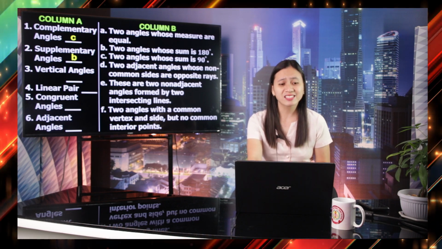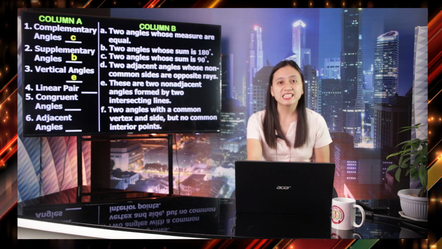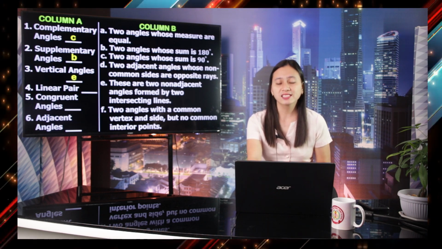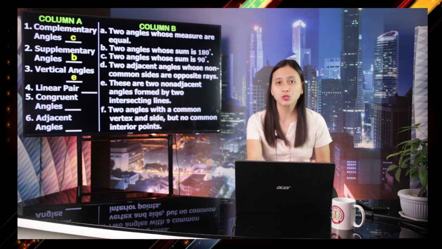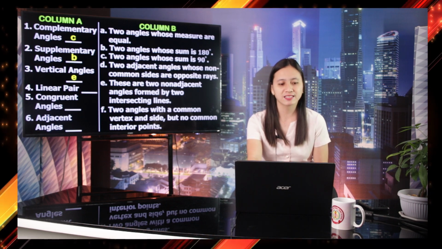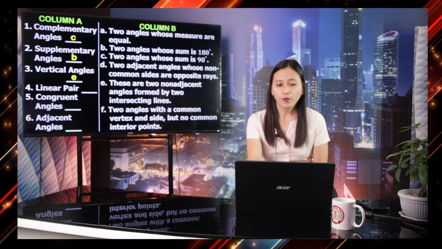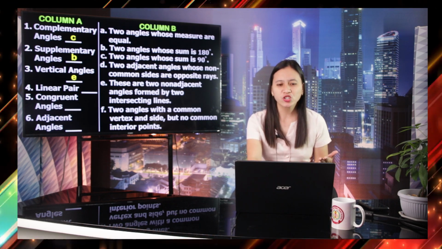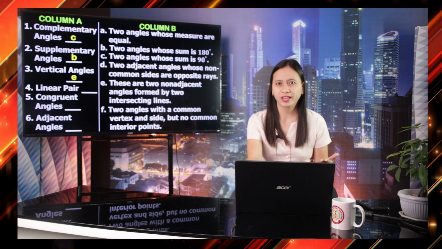Correct! The answer is letter E. These are two non-adjacent angles formed by two intersecting lines. Number 4. Linear pair. Which definition in column B do you think fits?